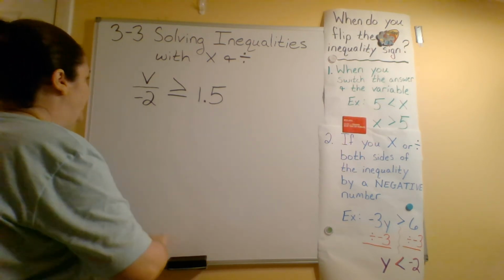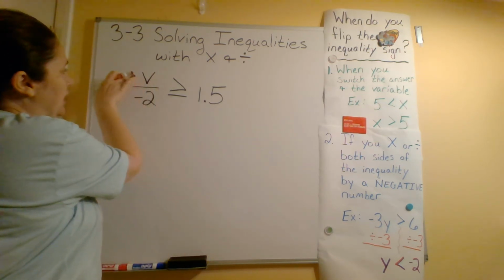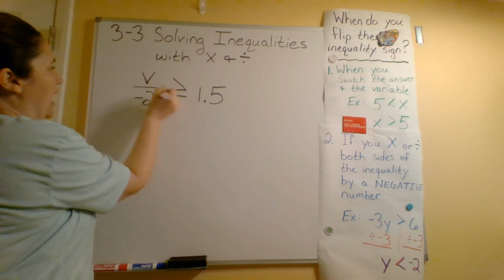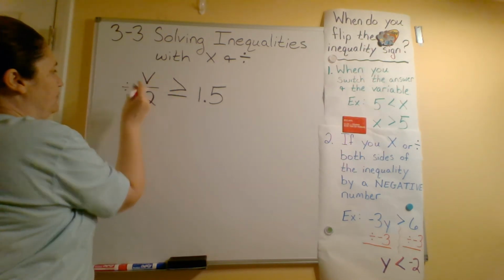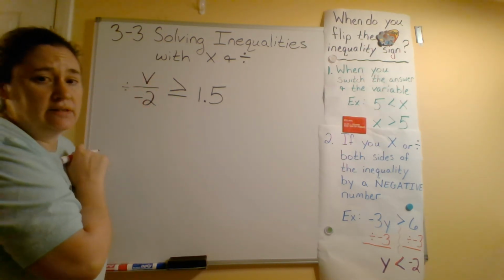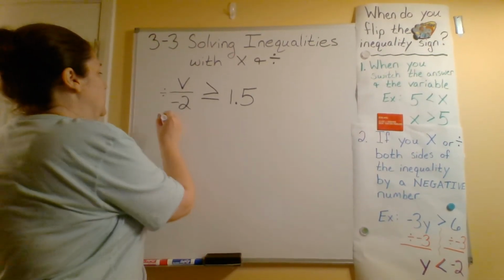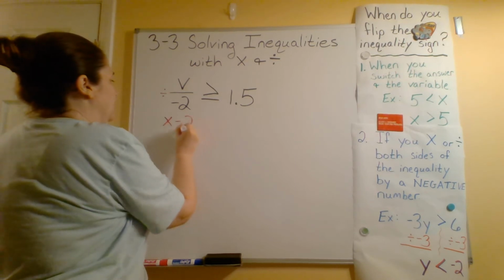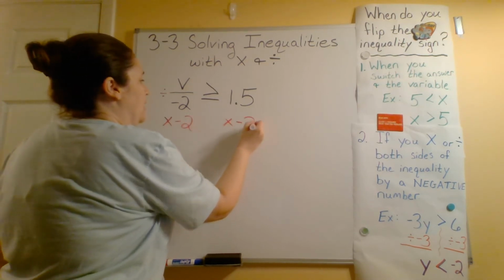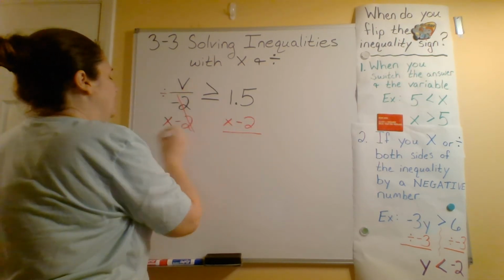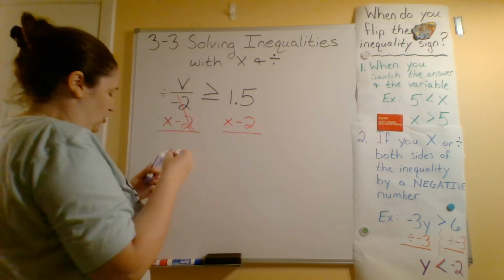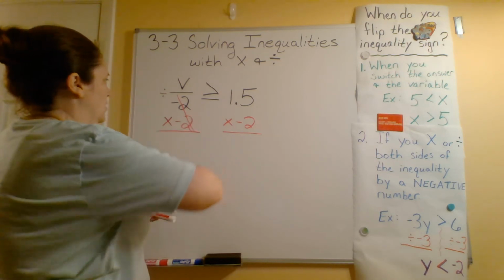Okay, find your variable. Here's V. V is being divided by a negative 2. That's what the fraction bar means. V is being divided by negative 2. So you have to do the opposite and multiply by -2. The -2's cross off, and you have V on the left.